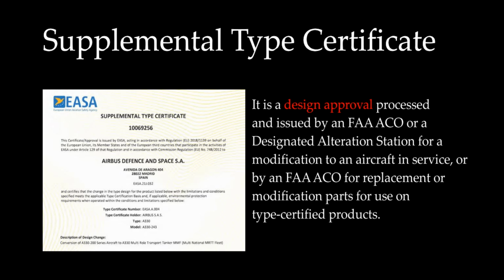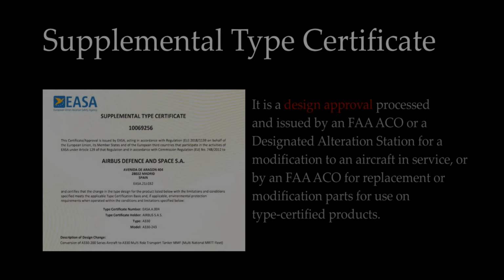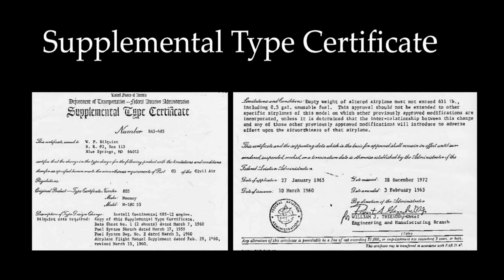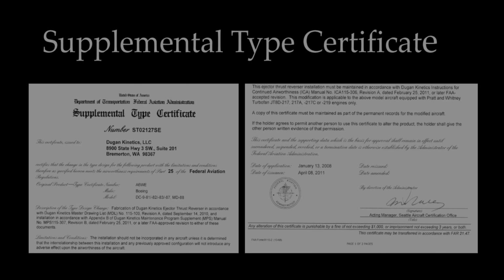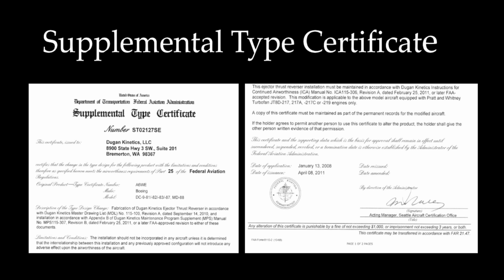The STC, which incorporates by reference the related TC, approves not only the modification, but also how that modification affects the original design. Here is an example of a supplemental type certificate. It contains not only the modification, but also how that modification affects the original design. For complex design modifications, the Aircraft Certification Office may ask that you include the original design approval process.